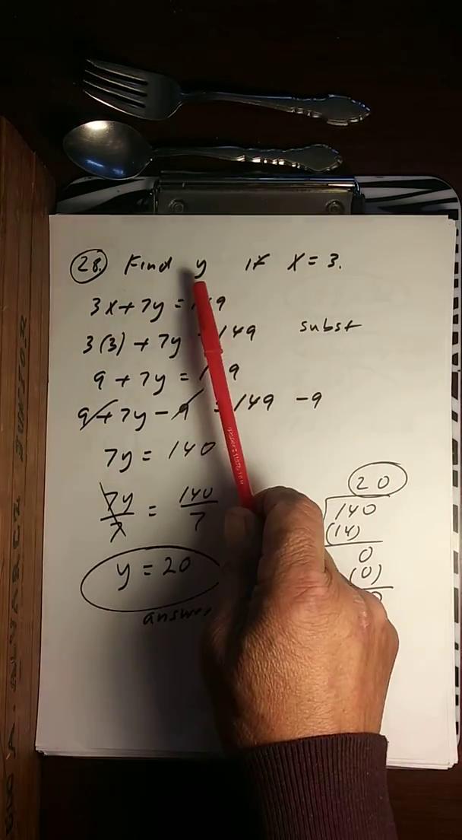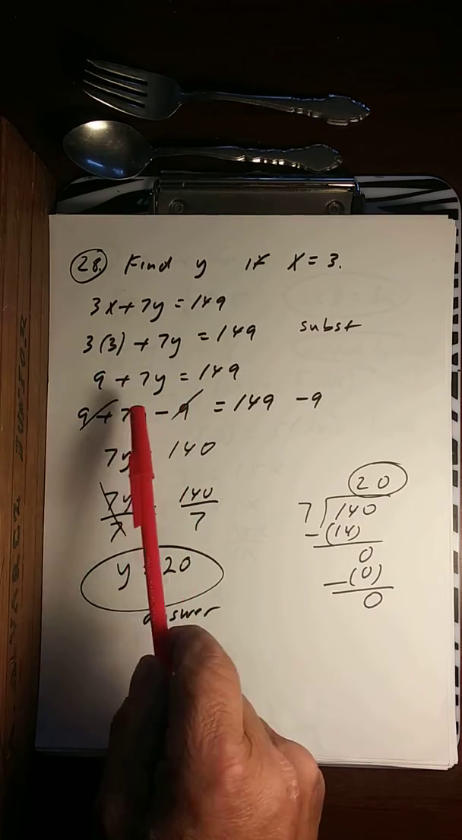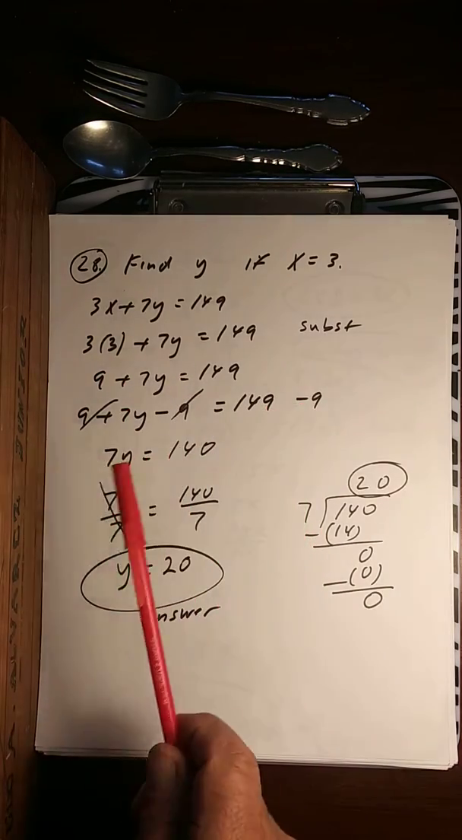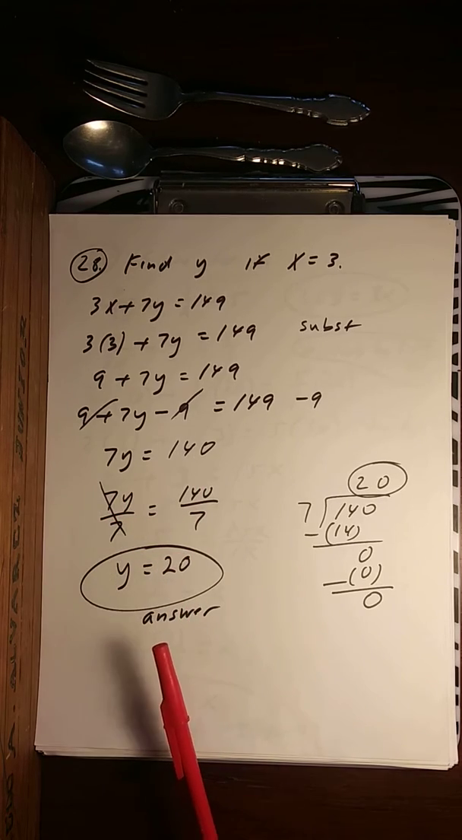Find y if x is 3. So for there, we're going to put 3 times 3, 9. So we're going to go minus 9, both sides. So 7y equals 140. Divide by 7, divide by 7. So y is 20.